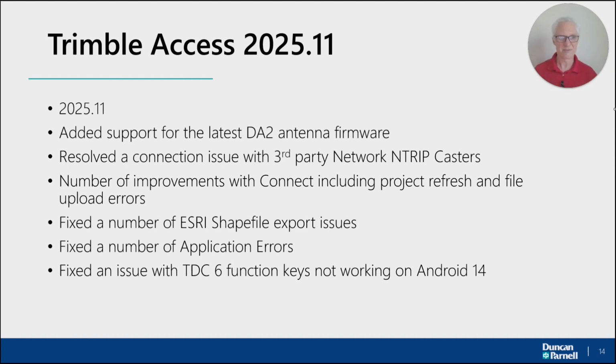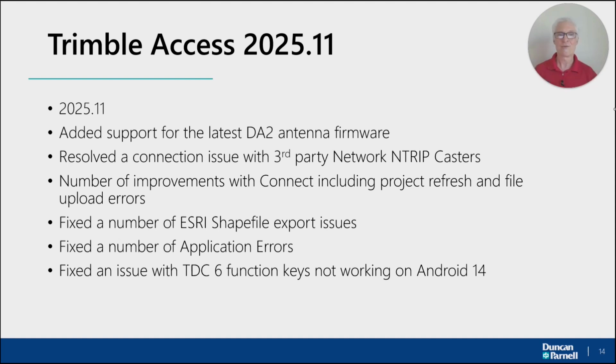Application errors were popping up sometimes with radios, other areas inside Trimble Access where it might just crash and say you had an application error. Those have been addressed. And finally, an issue with the TDC6 where the function keys wouldn't work if you had Android 14. That's been addressed as well. So you guys running TDC6s can now use your function keys again on Android 14.